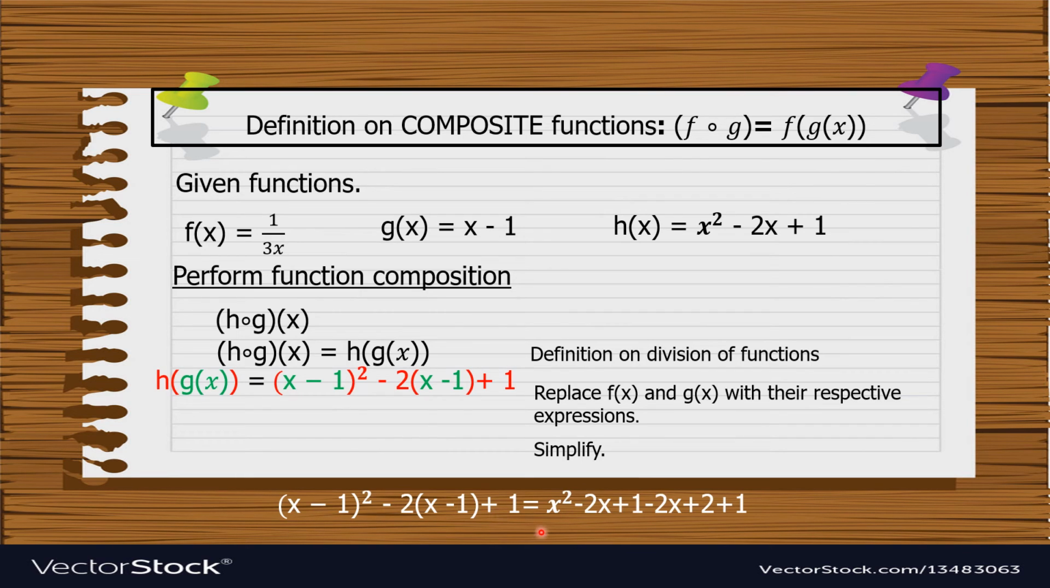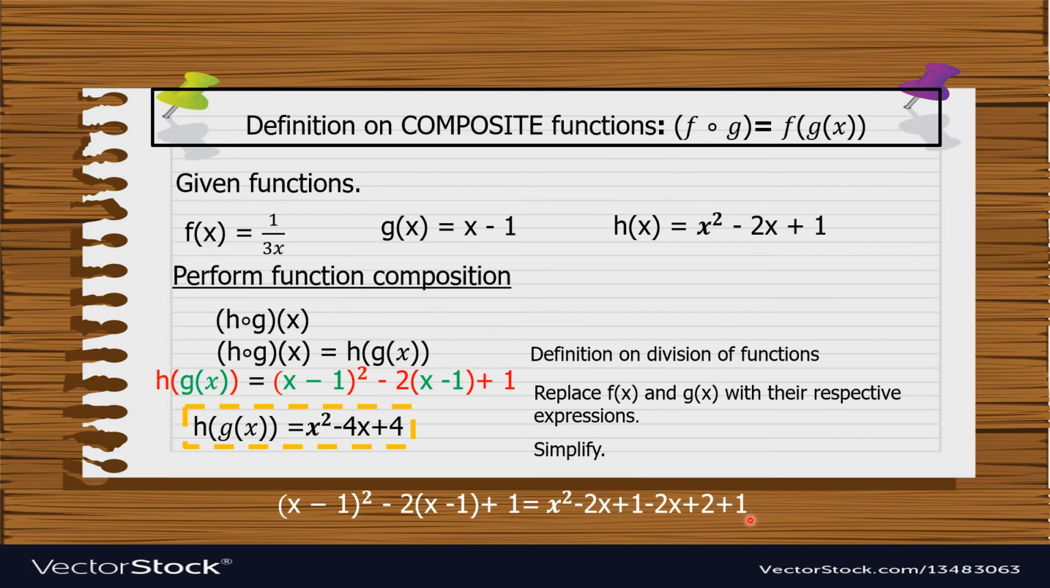X raised to 2 is x squared. Then 2 multiplied by positive x multiplied by negative 1 is negative 2x. Negative 1 raised to 2 is positive 1. Then negative 2 multiplied by positive x is negative 2x. Negative 2 multiplied by negative 1 is positive 2. Then just copy the constant number.